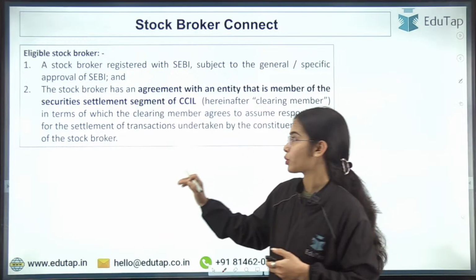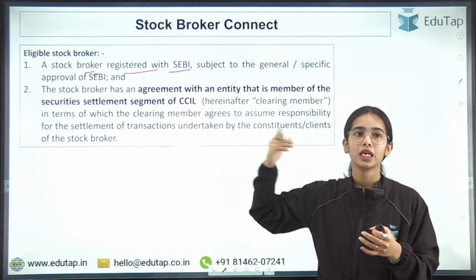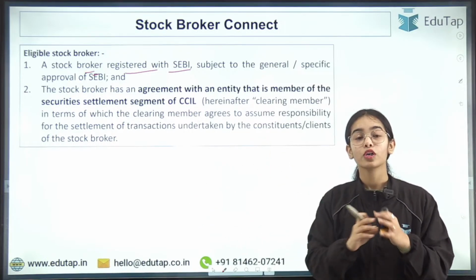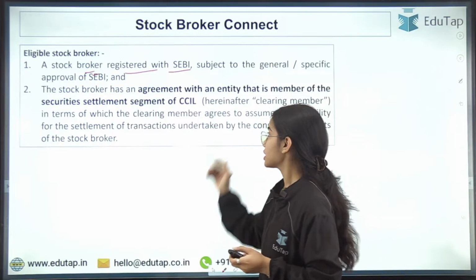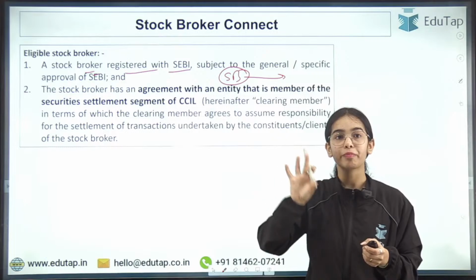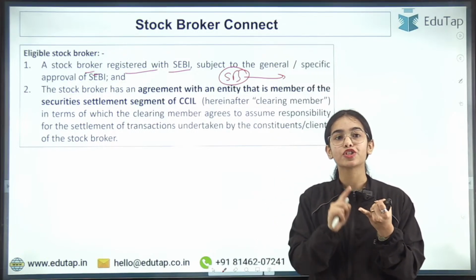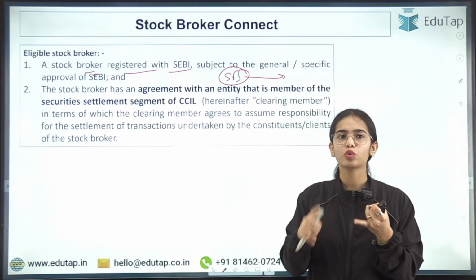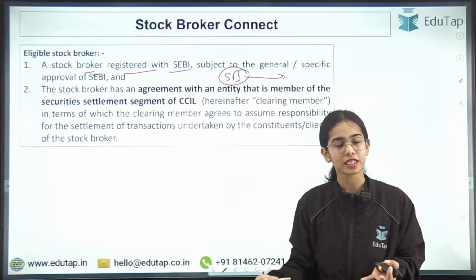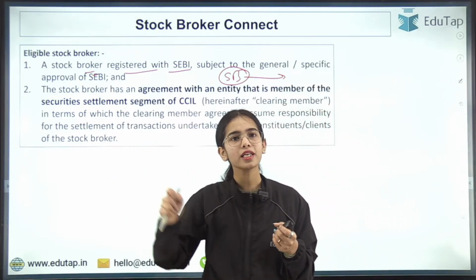So an eligible stockbroker is a stockbroker that is registered with SEBI, under the general approval of SEBI or under the specific approval of SEBI. Now, remember that stockbrokers can get access to the NDS-OM platform. But actually stockbrokers do not maintain an SGL account with the RBI. They do not maintain a current account with the RBI or with the designated settlement bank. So how will the stockbrokers get access to the NDS-OM platform?